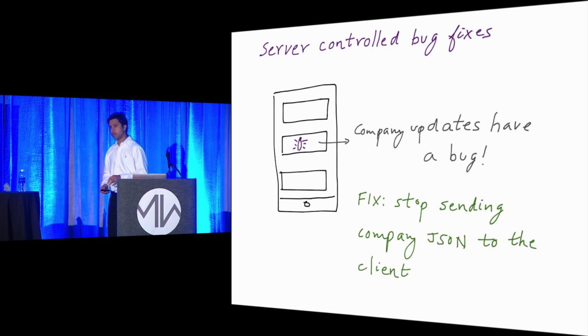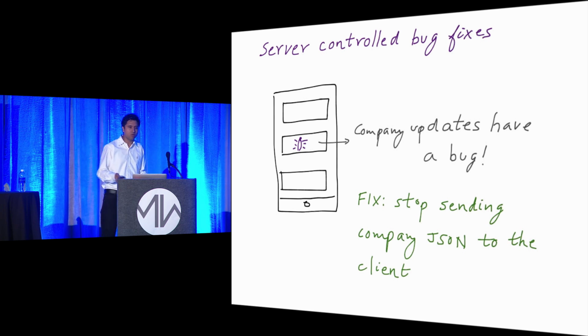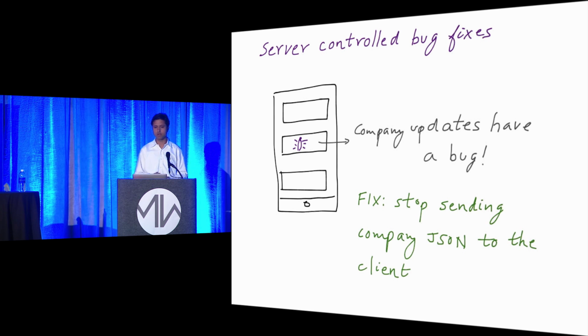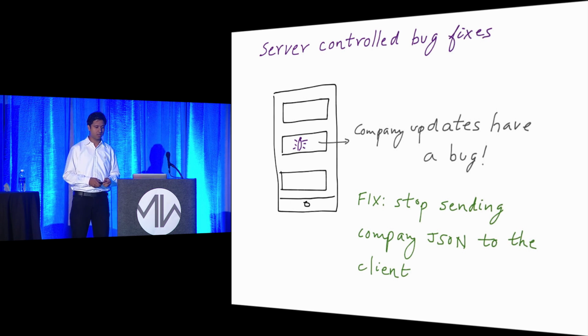Well, with view-based JSON, you can actually do a bug fix on the server. The way you would do that is, since you're sending a view-based JSON for the entire screen, you would just stop sending the JSON for the company update, and the client would simply ignore it because it doesn't really know what it's rendering. It's just rendering what it gets from the server. And suddenly, you have fixed the particular bug that the company updates had on this particular client.